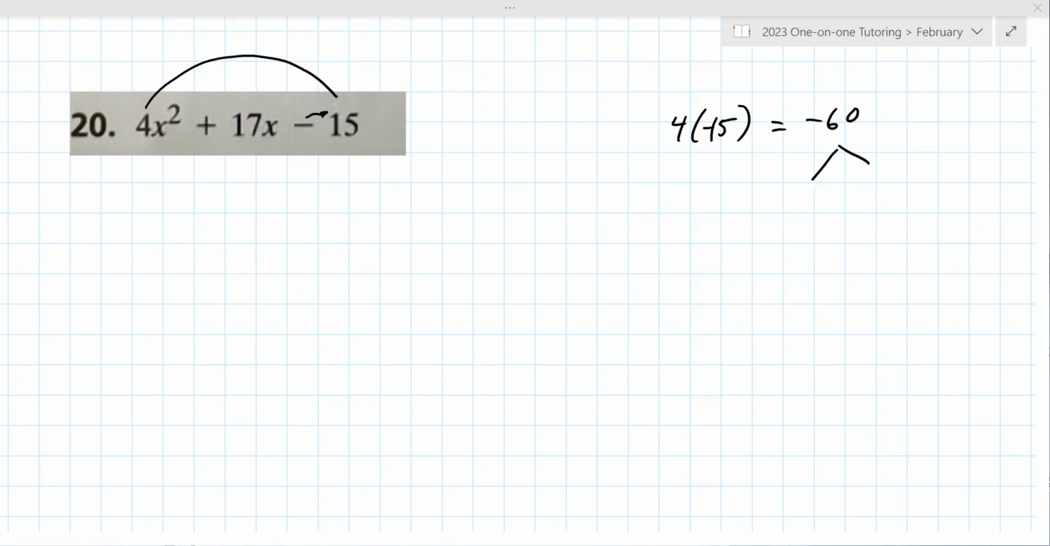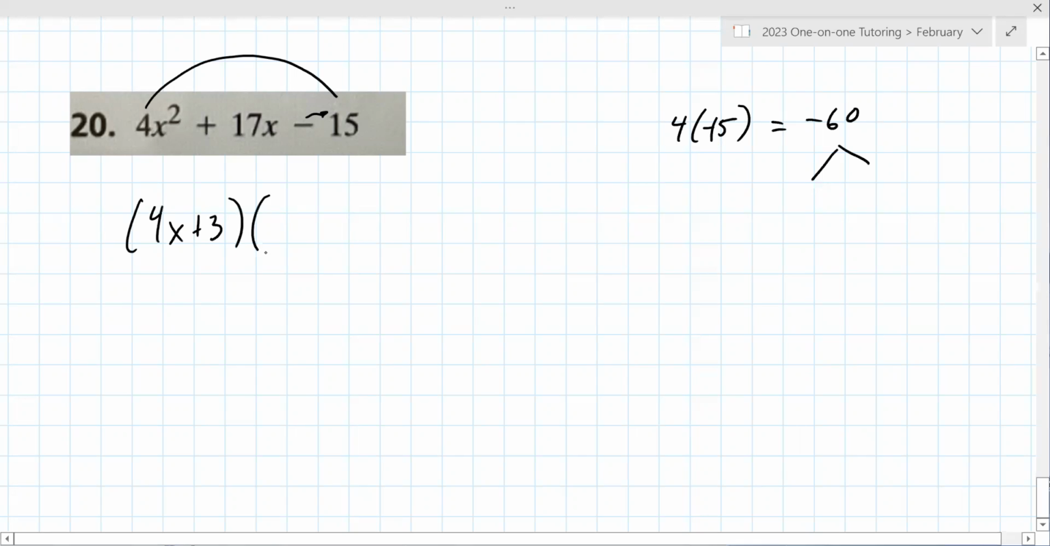I got (4x + 3)(x - 5). Okay, looking really good. You got the right signs. One's positive, one's negative. I know that the two lasts give you that minus 15. So I'm just going to check the outer by FOILing: minus 20x, and the inner.